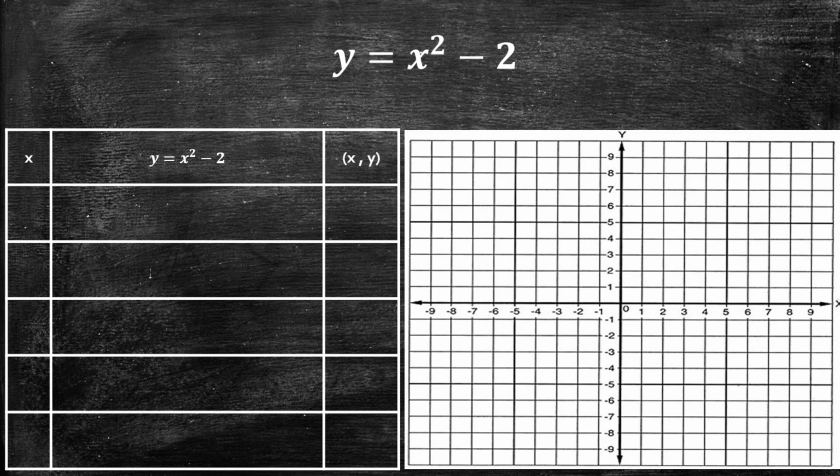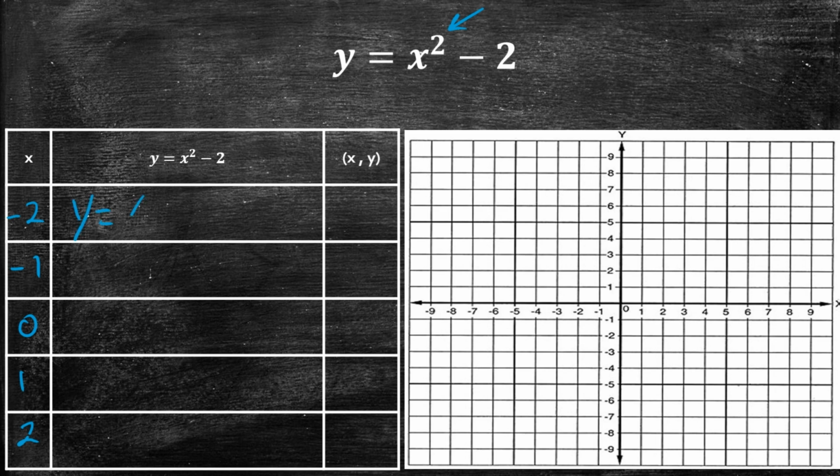Y equals x squared minus 2. Whenever your x is raised to the second power here, what you want to do for your x values that you are going to pick randomly is include a couple negatives in there. So what I'm going to do is start off with negative 2, then go down negative 1, 0, 1, and 2. So let's plug those in.